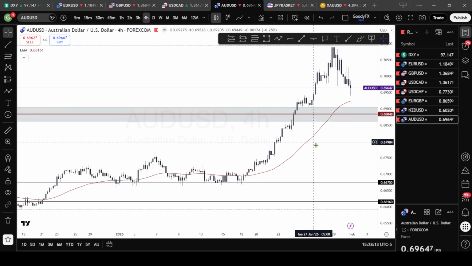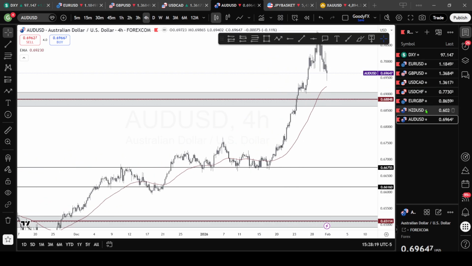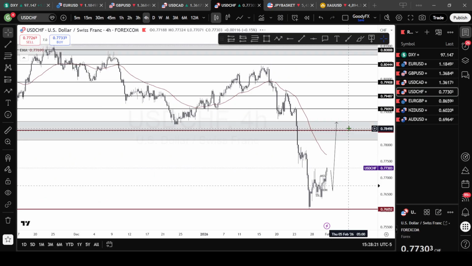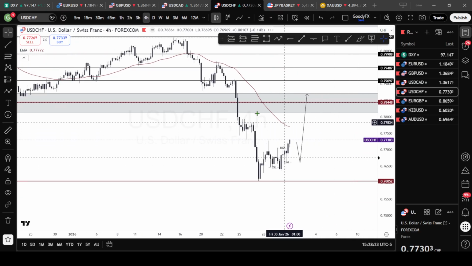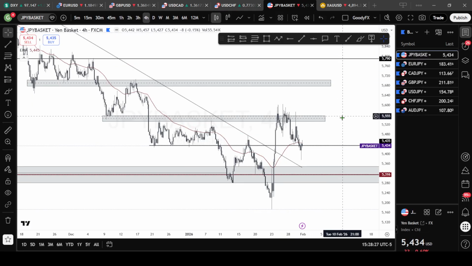AUD USD, basically the same thing. Should be looking for sell move on AUD USD. So that's just it for the trades that I'm expecting to take.